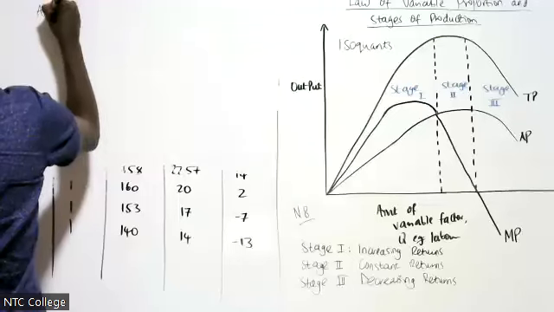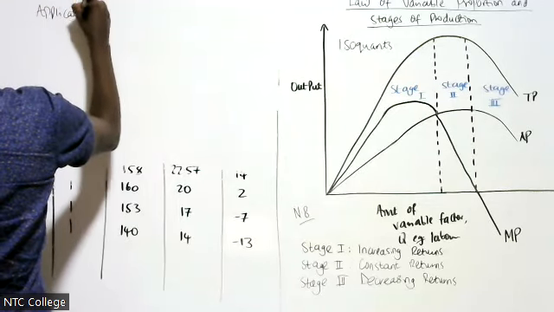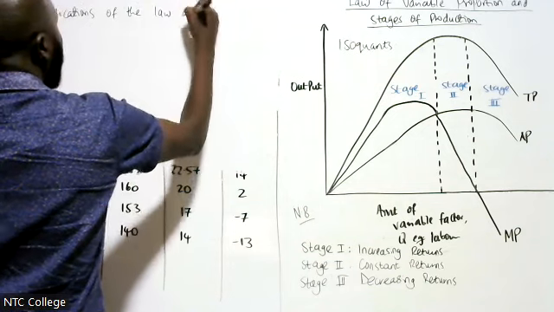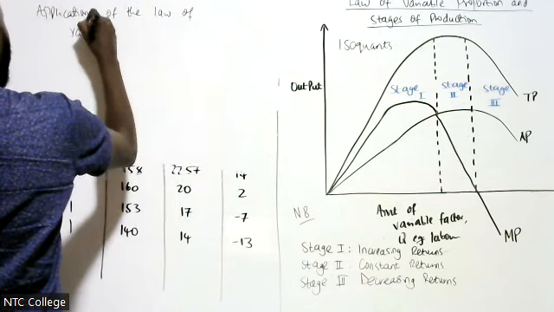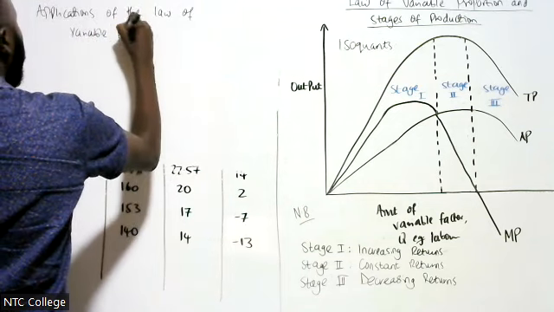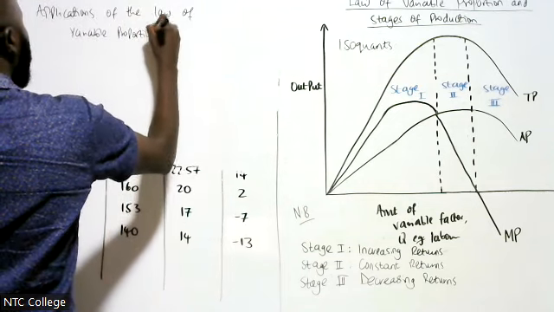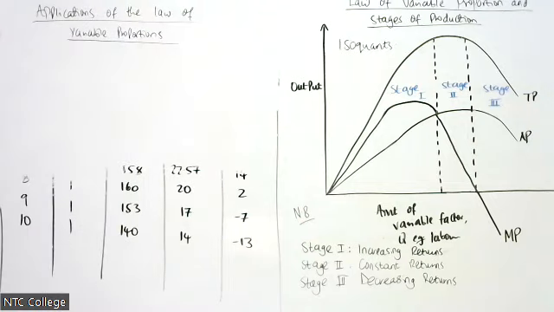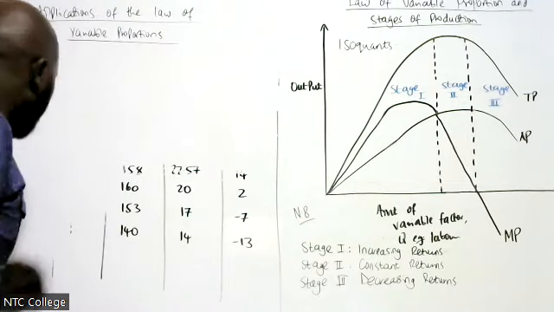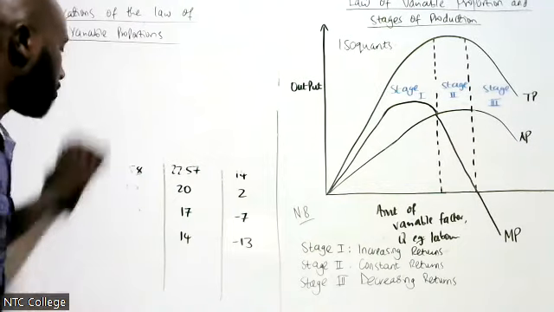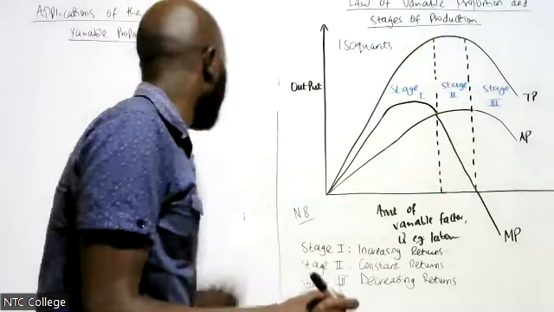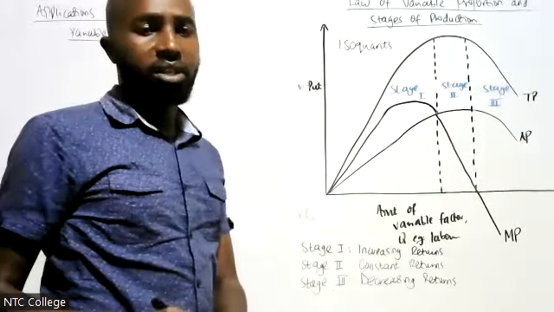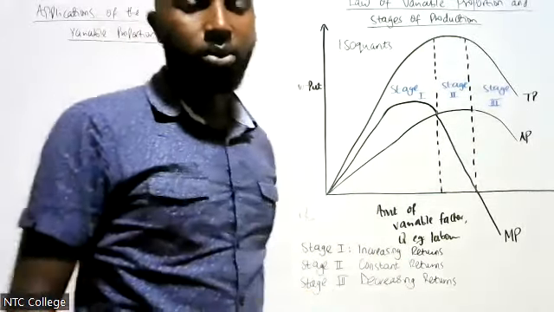Applications of the law of variable proportions. As a producer, these are things that need to be very handy for you, because, especially with the times that we are in, you cannot just engage in production for the sake of it. You have to consider a few things. You have to consider the resources available, and we'll actually see to some extent why it is very crucial.